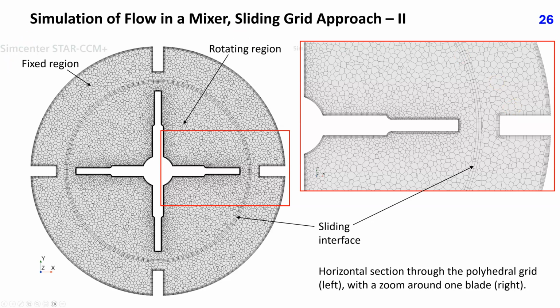This plot shows the grid in a cross section through the impeller, with a zoom into this zone shown in this second plot. Here we see thicker prism layers along the sliding interface between rotating and fixed regions, whose purpose is to make interpolation across the interface more accurate. Along the walls, 5 prism layers are created to capture the boundary layer effects.